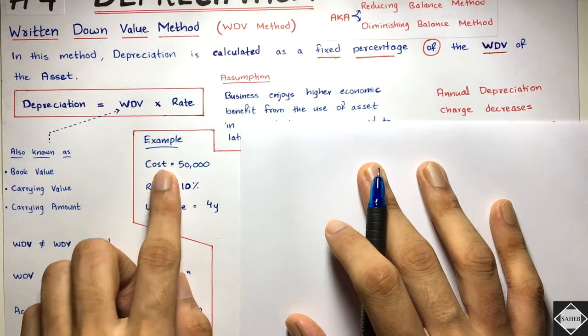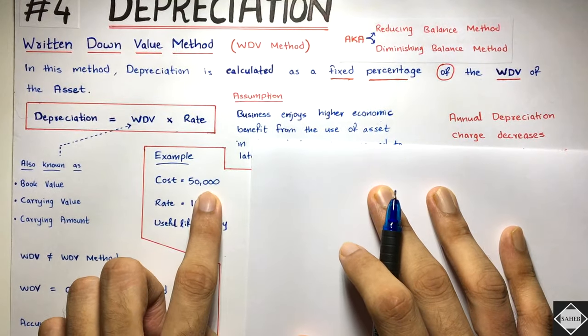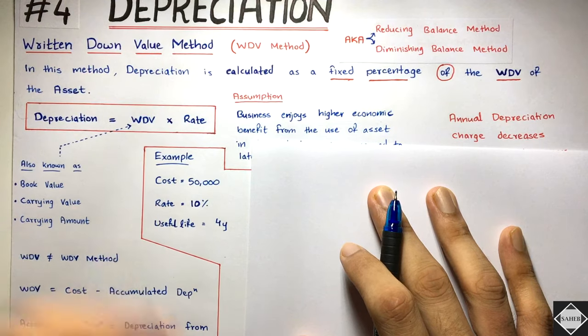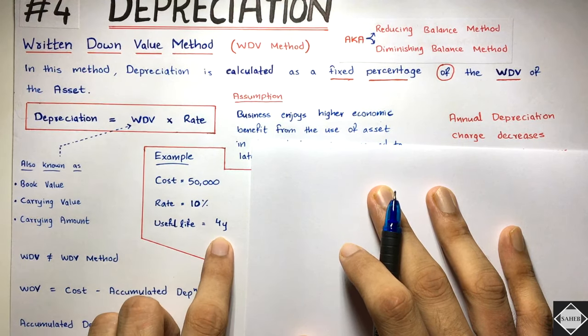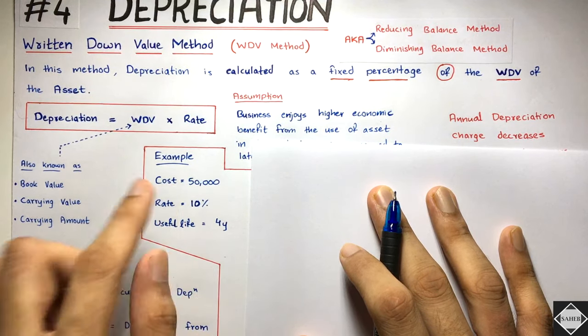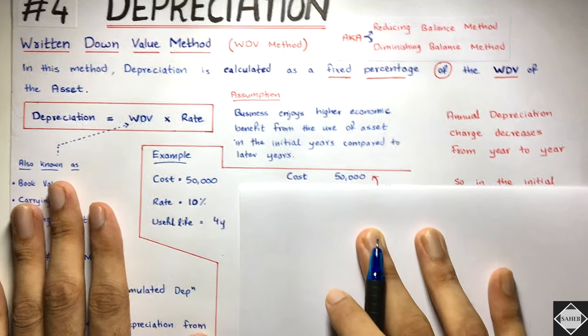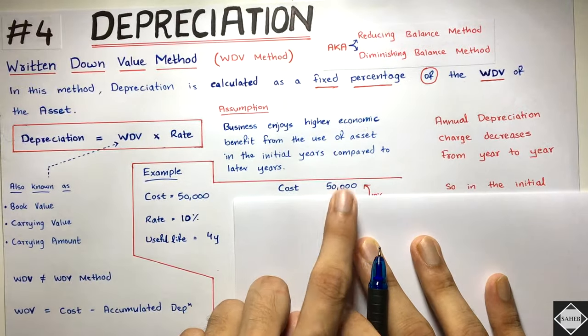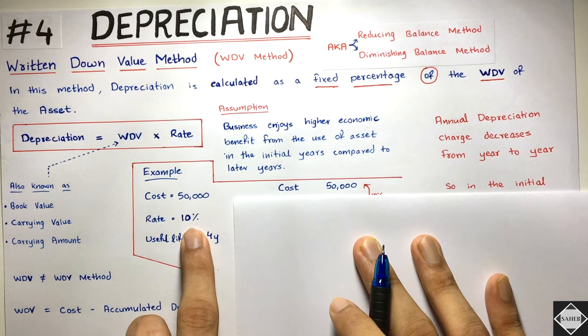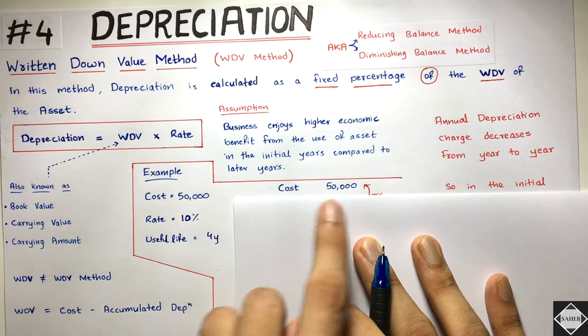See here, let's just say, for example, cost of the asset is 50,000, rate is 10% given in the question, and then useful life is 4 years. Fine. So now we have to depreciate this asset for 4 years. Okay, so let's begin. See, in the first year, what will happen? You will take the cost. 50,000 is the cost. You have the rate directly. You will apply this rate on the cost.